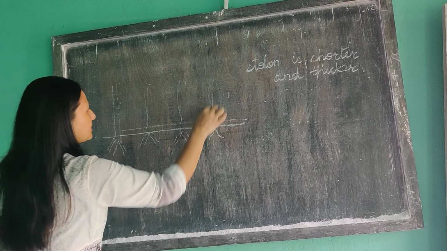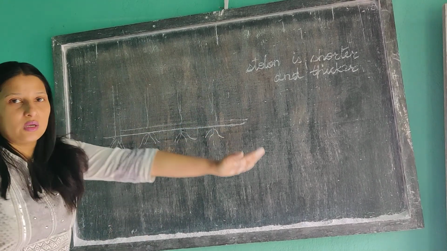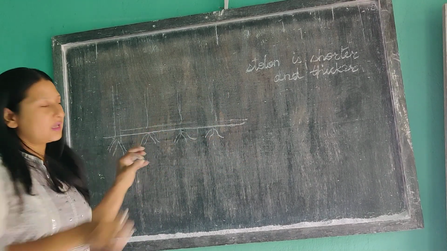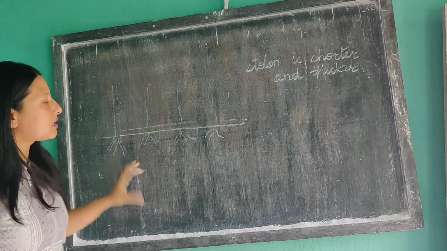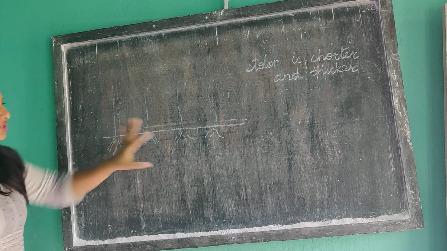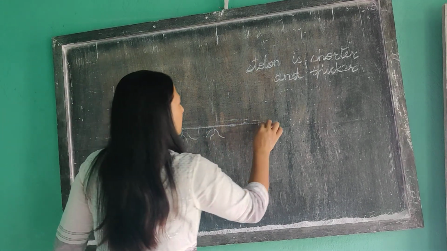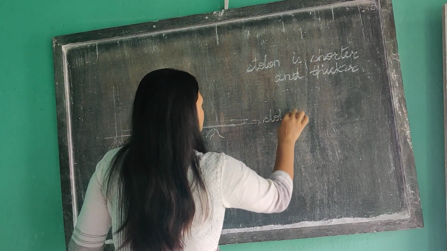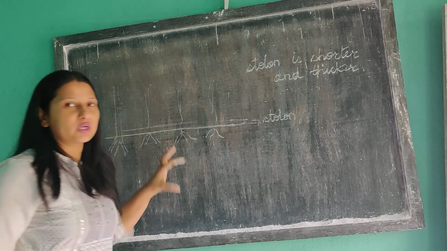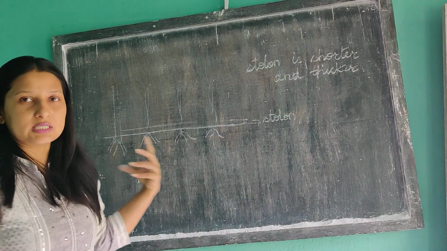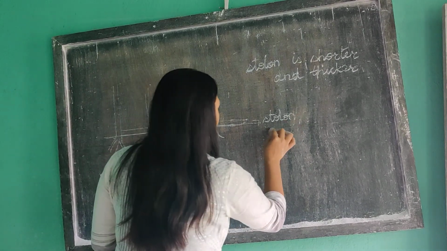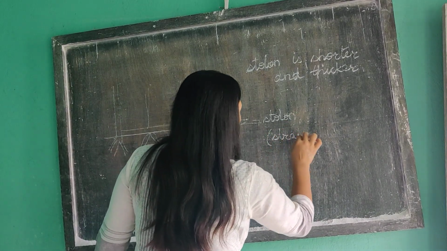If these plants get detached, they grow as individual plants. This is the type of vegetative propagation that occurs. This is the stolon. So vegetative propagation from subaerial stems like stolon occurs in plants like strawberry.